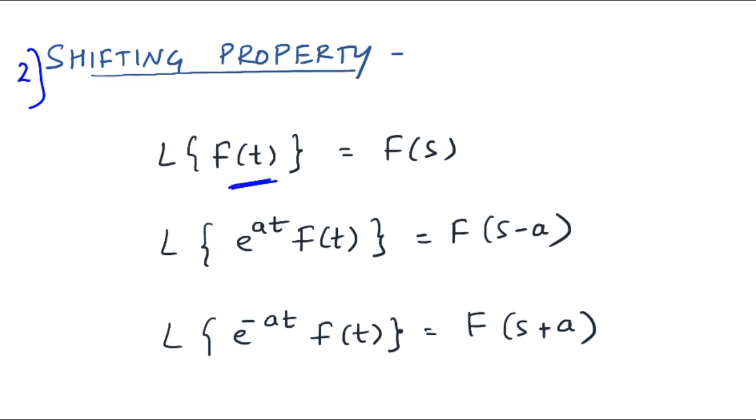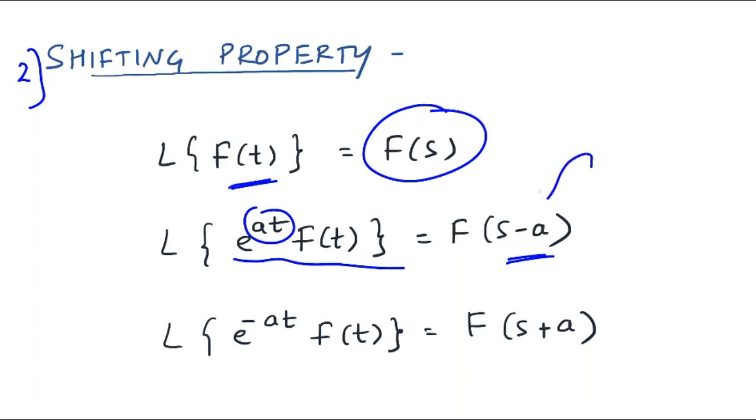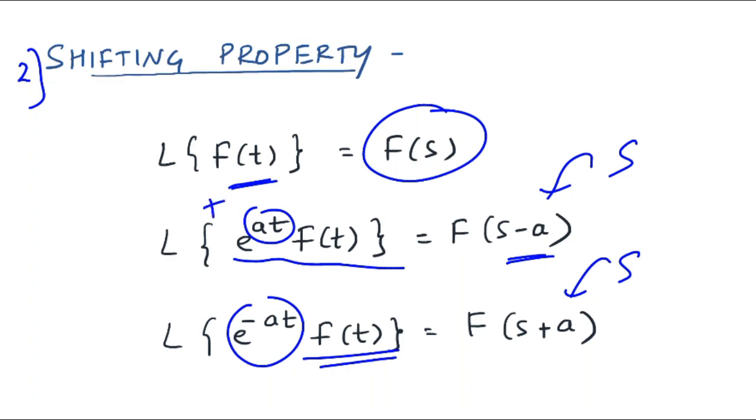As you know, if f of t is the time domain function and you take the Laplace of this function, it would be capital F of s, right? Now, if e raised to at is multiplied to this function, then the position of s would shift to s minus a. So if it is e raised to plus at, s would shift to s minus a. If e raised to minus at is multiplied to a function, s would be shifted to s plus a. Now you have to note, if the power of e is positive, then the shifting part is negative. If the power of e is negative, then the shifting part is positive.